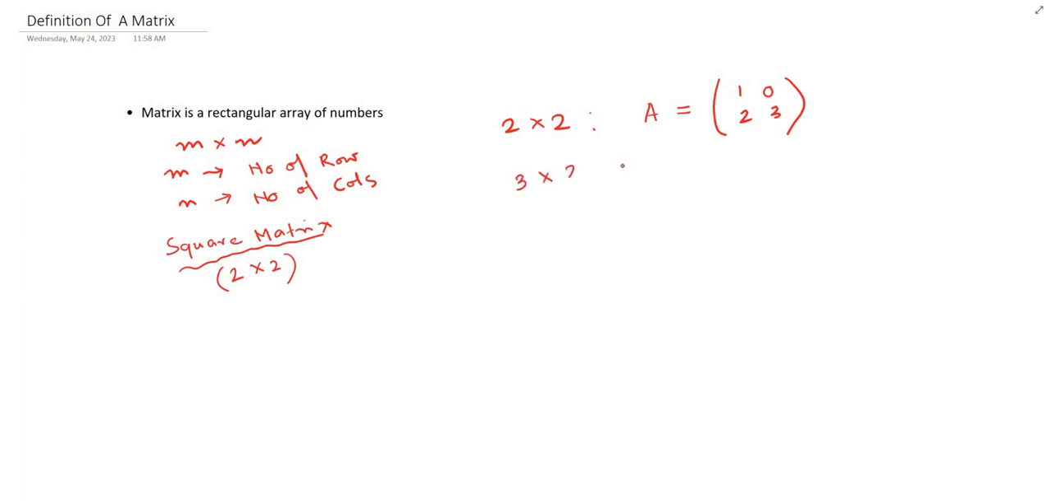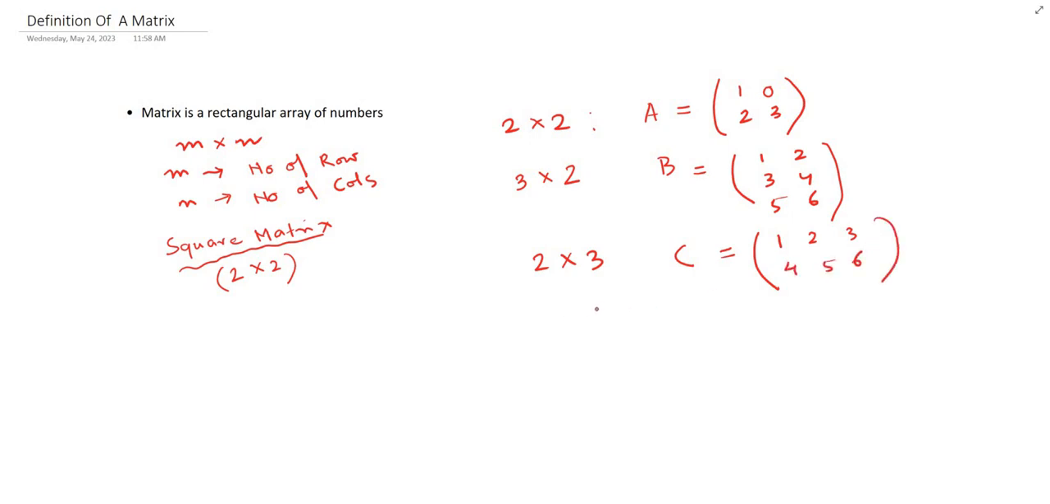If we consider a 3 by 2 matrix, that will be something like 1 2 3 4 5 6, because we have 3 rows and 2 columns. Okay, 2 by 3, in this case it will be 1 2 3 4 5 6. So this will be our 2 by 3 matrix. Okay, I think up to this it's very clear.